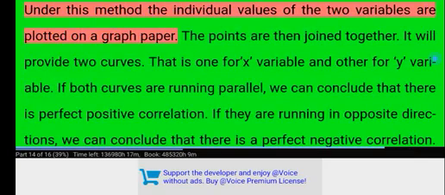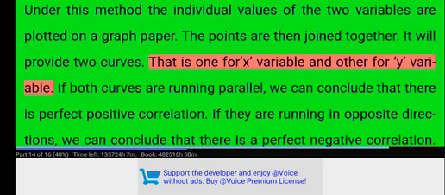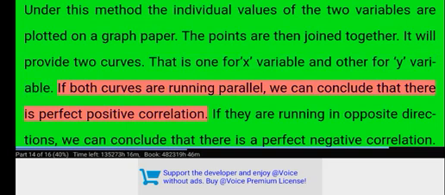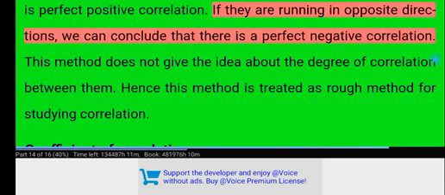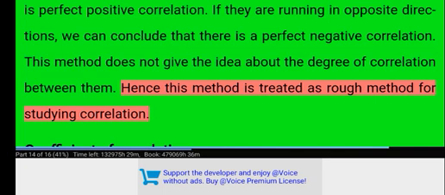Graphic method. Under this method the individual values of the two variables are plotted on graph paper. The points are then joined together. It will provide two curves, that is, one for the x variable and the other for the y variable. If both curves are running parallel, we can conclude that there is perfect positive correlation. If they are running in opposite directions, we can conclude that there is a perfect negative correlation. This method does not give an idea about the degree of correlation between them. Hence this method is treated as a rough method for studying correlation.